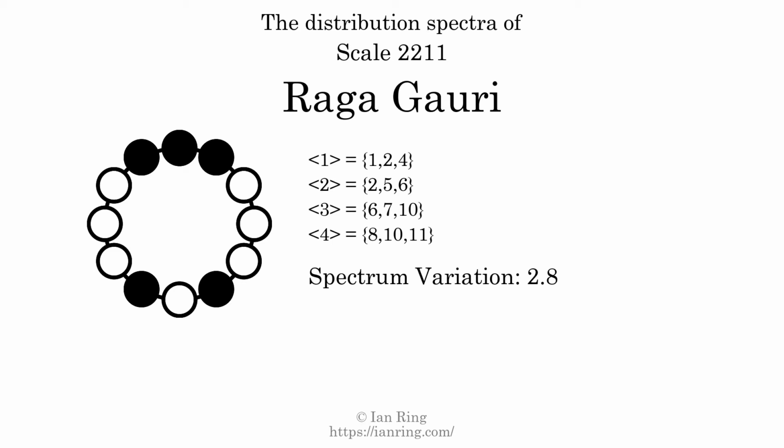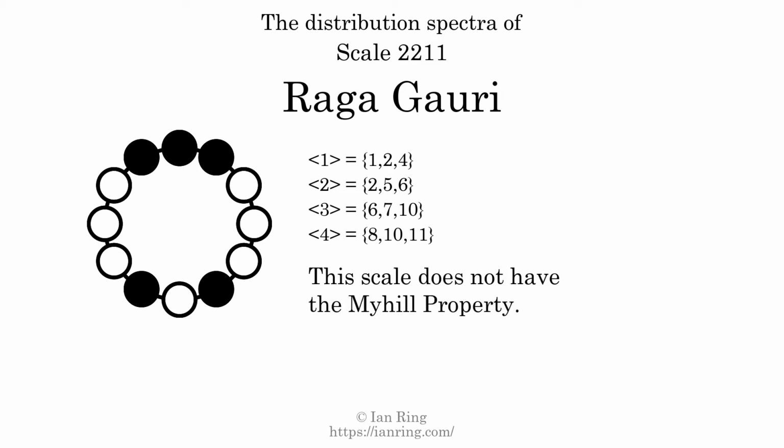Since the variation is greater than 0, this indicates that the scale is not perfectly even. The highest spectrum width is 4. Since this is greater than 1, we know that this scale is not maximally even. If every spectrum has exactly 2 specific intervals, we call that the Myhill property. This scale does not have the Myhill property.